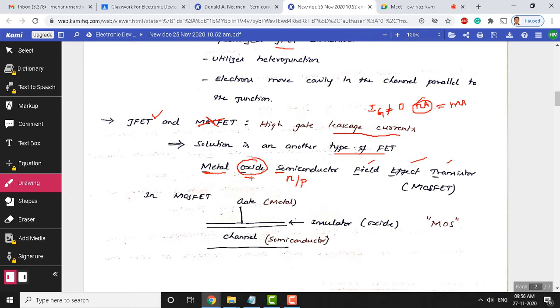Oxide layer means it is silicon dioxide here. Silicon dioxide is the best insulator among the available insulators. Therefore, we use an oxide layer between the two layers, which are the metal layer and the semiconductor layer. This looks like a capacitor itself. You know the capacitor structure. It is a parallel plate capacitor.